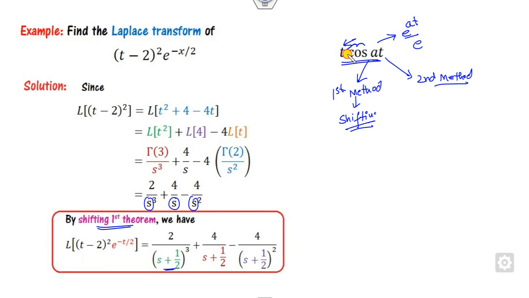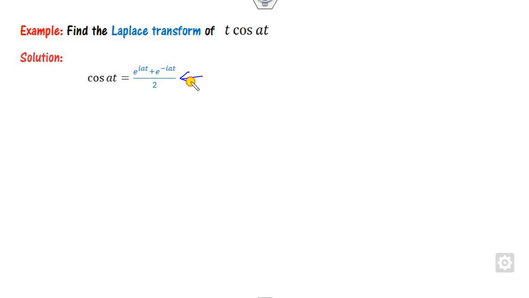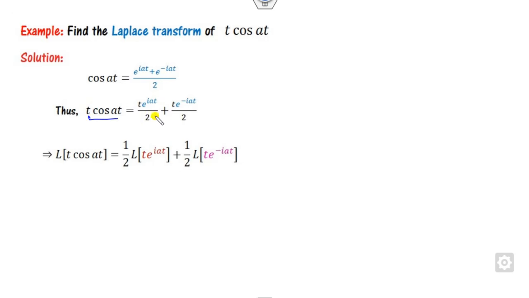So can you write this cosine term in terms of the exponential part? Yes, you can easily do that with the help of this function. Now you can multiply this with t on both sides, and you will get this. Now you can write here. Now you can see the exponential part is present.